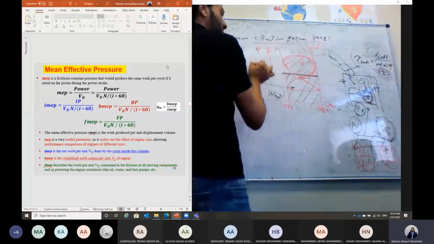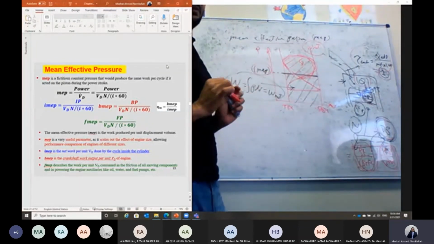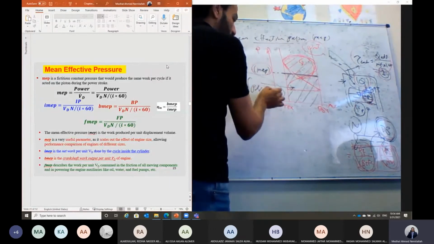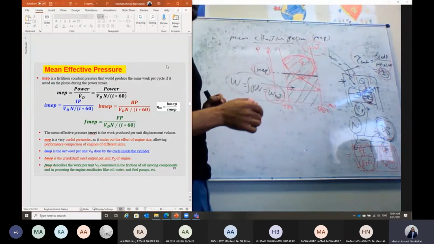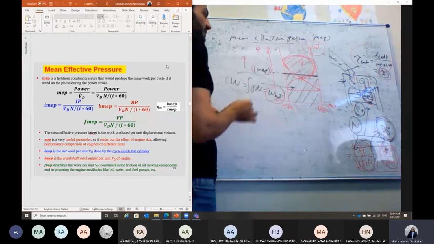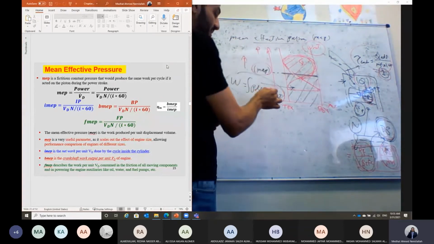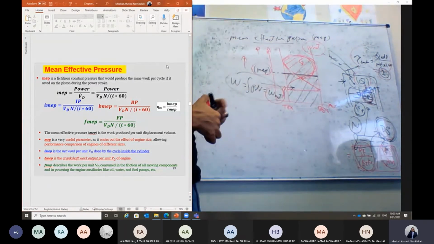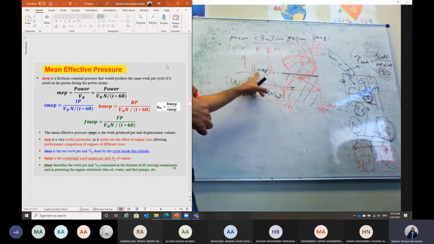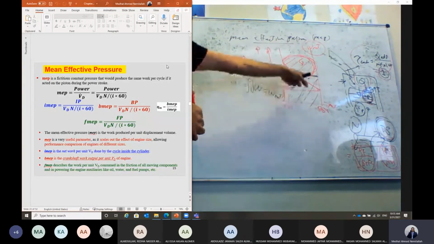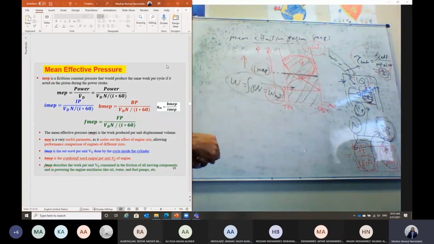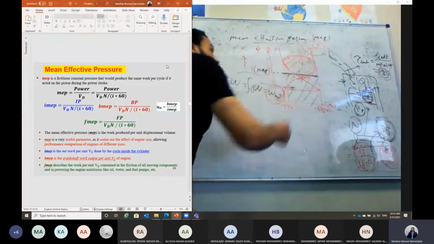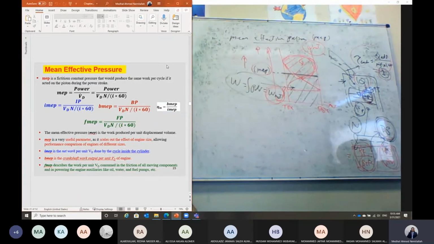The area under the curve on the PV diagram, which represents the work, with this constant pressure should result in the same area under the curve, or the same value of the work. That means if we have an engine with higher mean effective pressure, this engine has higher work, because it is the fixed pressure that results in the same area under the curve on the PV diagram, the same work as the work of the actual cycle.